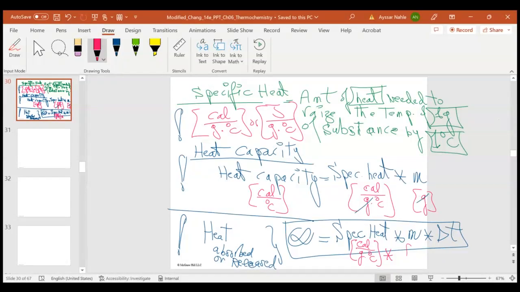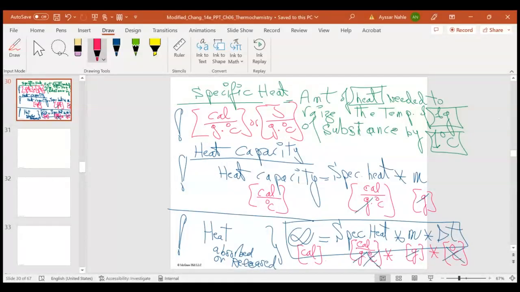Multiplied by mass, it is in grams. Multiplied by delta T will be in degrees Celsius. Now when I look in there, gram and gram will get cancelled, and degrees Celsius and degrees Celsius will also get cancelled, and that's why the Q in this particular case is going to be in calories.